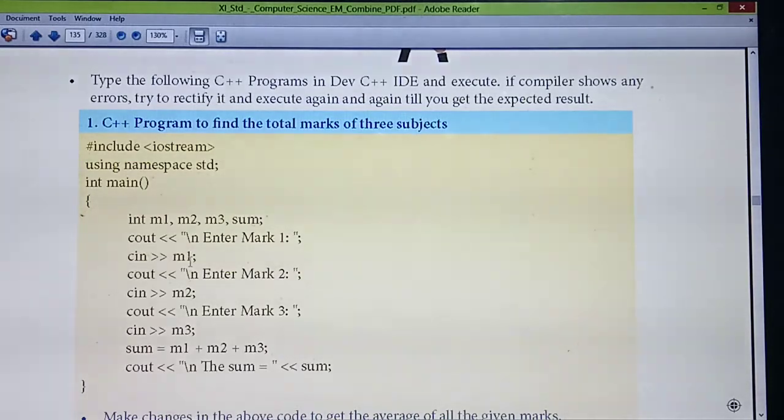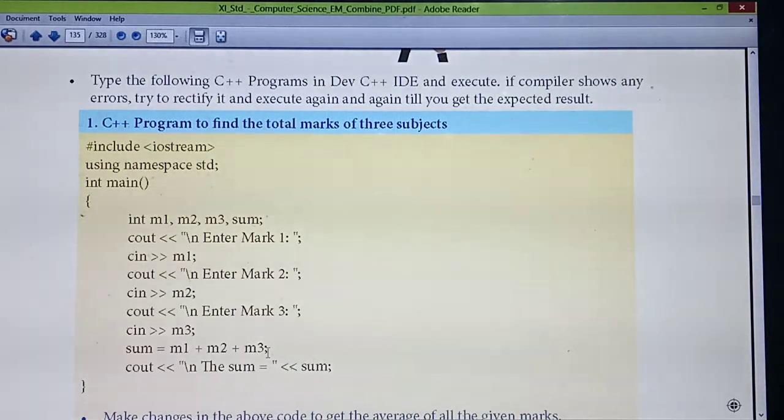Okay. The same way you write for the other two subjects. cout enter mark 2. Then what's the input for mark 2? M2. Then cout enter mark 3. What's the input for mark 3? M3. So now you have entered 3 marks. What's the next step? You are going to add the 3 marks and store the result in which variable? Sum. So what's the formula? sum equal to. Now the marks are in where? M1, M2 and M3. So m1 plus m2 plus m3. Each statement will end with a semicolon. That is very, very important.